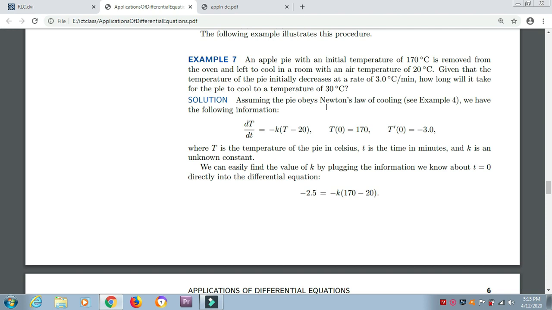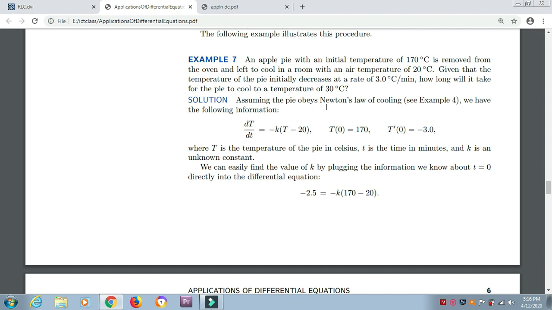Here they have given the temperature cooling, so we can use Newton's law of cooling, example 4. First we have to construct the differential equation. dT/dt equals minus k into (T minus TE), that is Newton's law of cooling formula. Here the environment temperature TE is the room temperature, 20 degrees Celsius. So we substitute dT/dt equals minus k into (T minus 20).